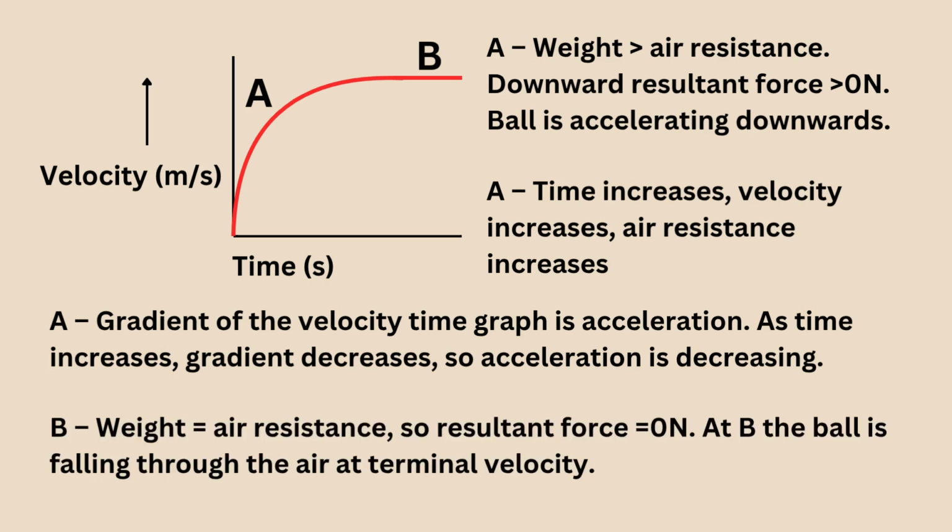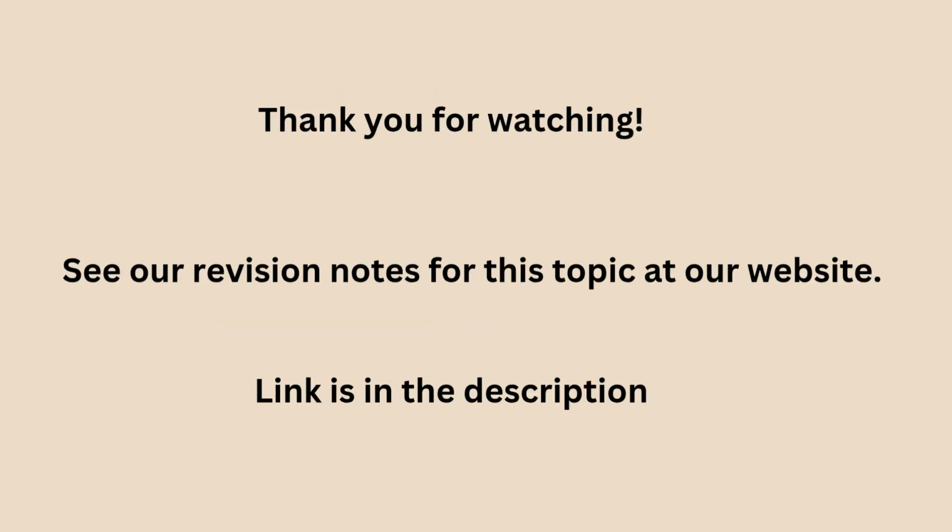And finally, during B, this is when the weight equals the air resistance, so the resultant force, in this case, will be 0 newtons. At B, the ball is falling through the air at terminal velocity, because there will be 0 acceleration.